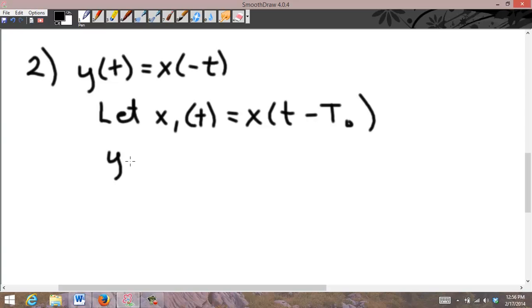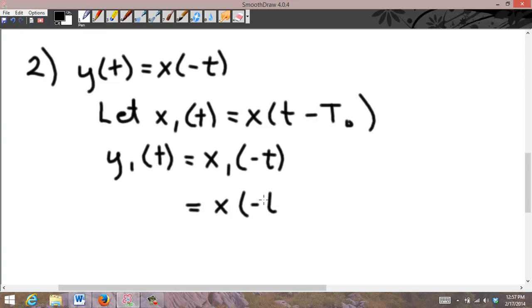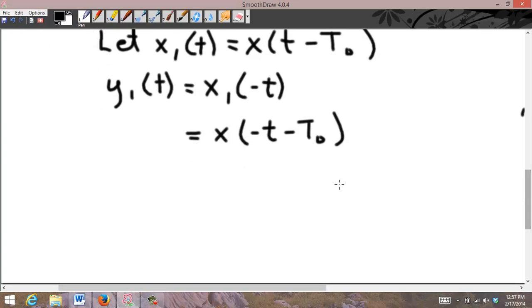What does y1 do to that? y1 of t is equal to x1 of minus t. Well, in x1 the only t is there, so that is equal to x of negative t minus t naught. Whereas if I delay the output, define that as y2 of t is equal to y of t minus t naught.